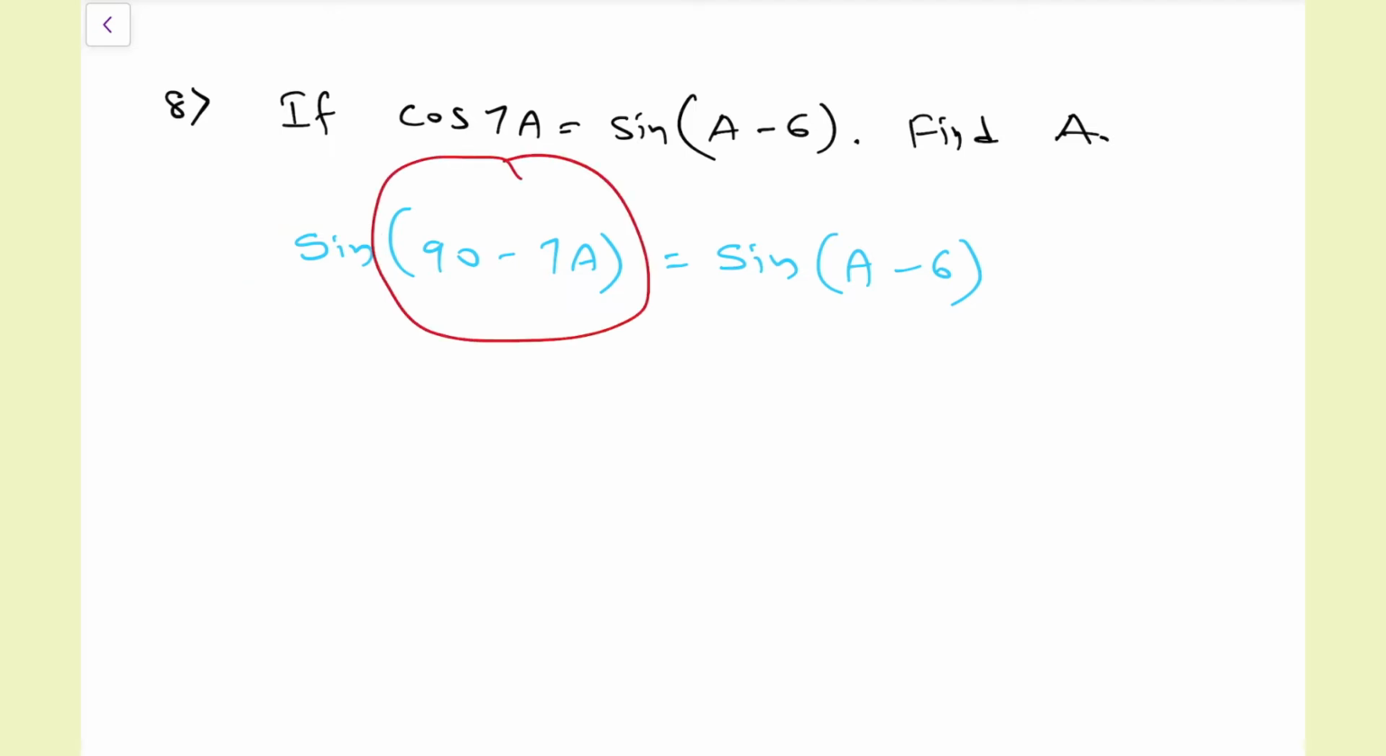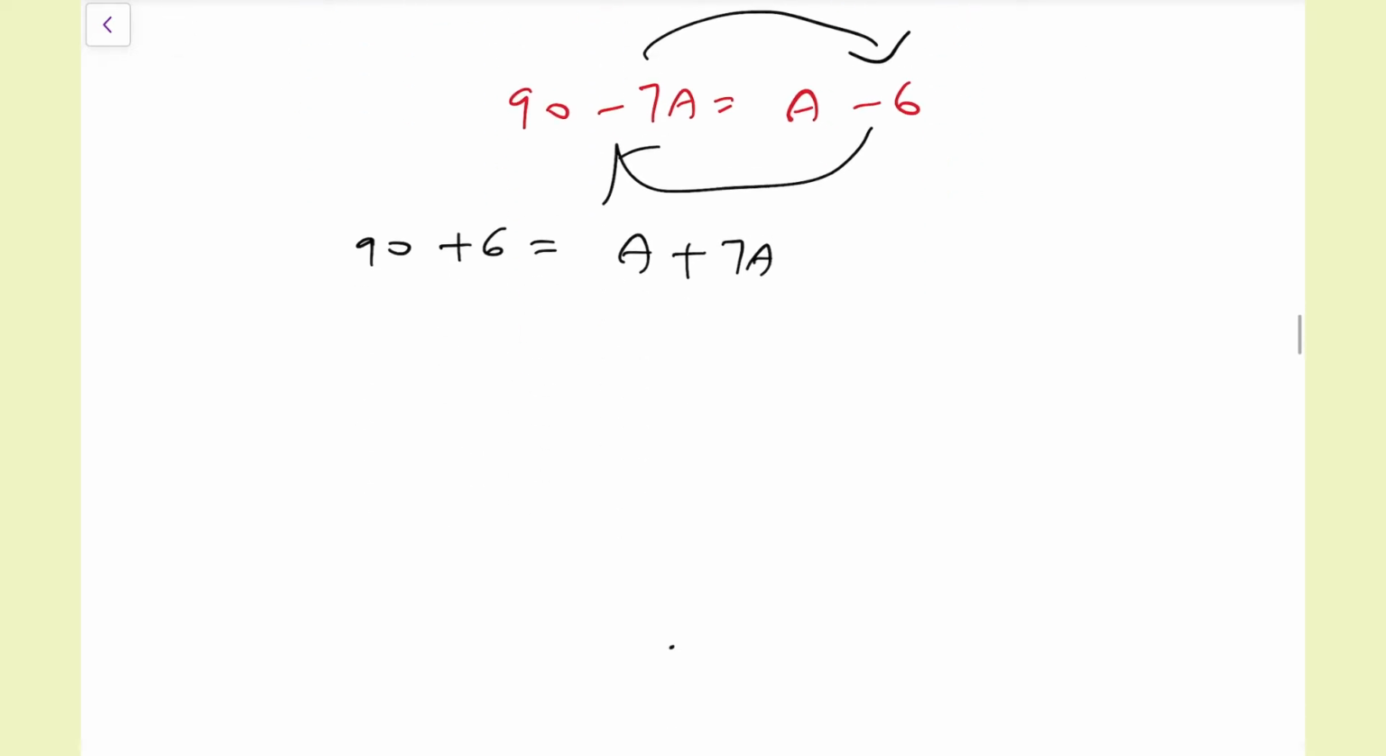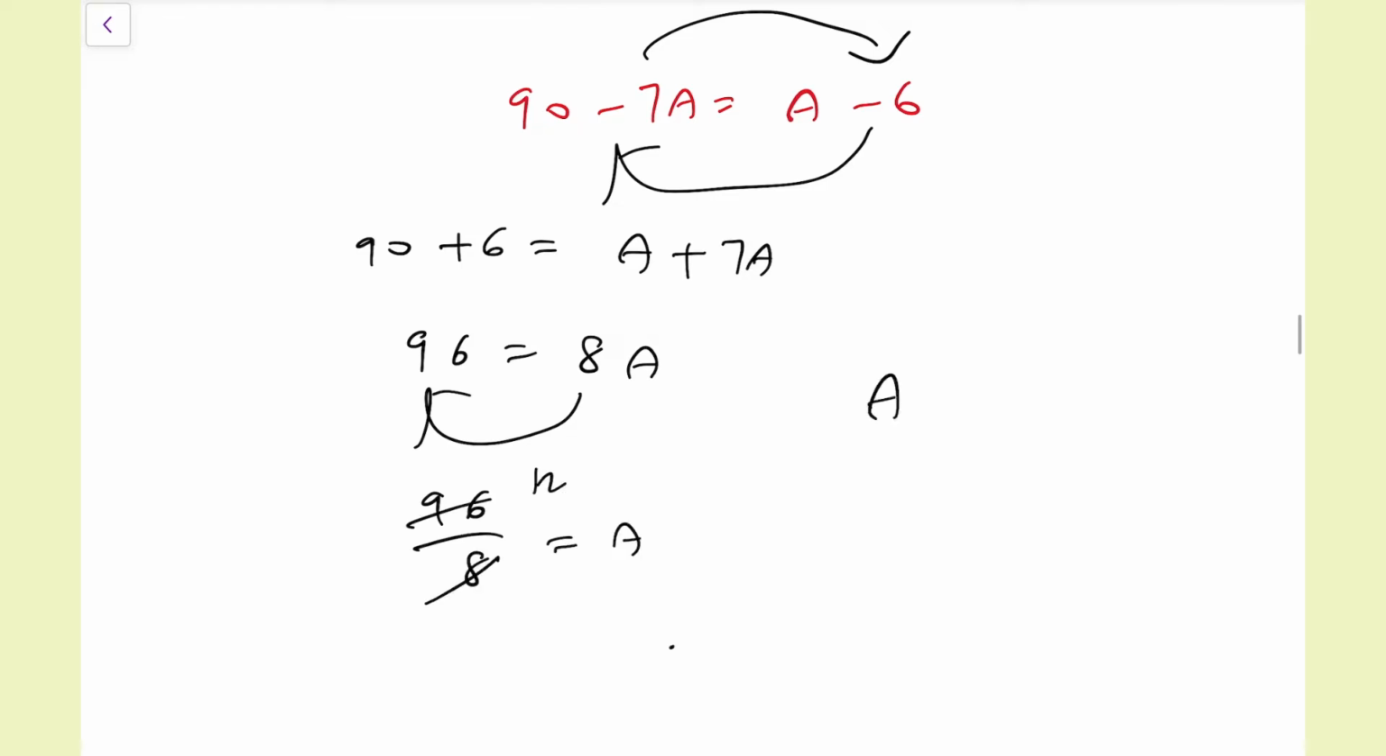Left side angle 90 minus 7A equals right side angle A minus 6. Take minus 7A to the right side and minus 6 to the left side. 90 minus of minus 6 will become plus 6 equals A, minus 7A will become plus 7A. 90 plus 6, 96 equals A plus 7A, 8A. Take 8 to the left side, so we remain with 96 by 8. 8 twelves are 96. So the A value is 12.